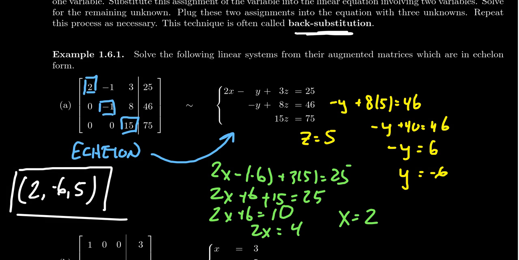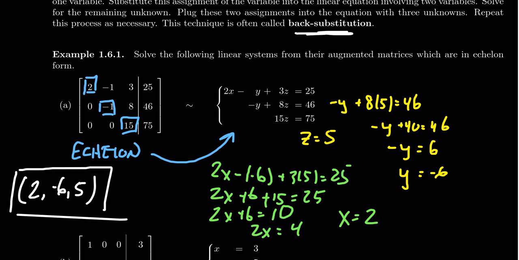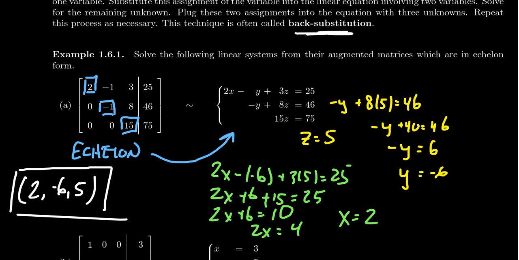What you do is once you find the first unknown, you substitute it back into the equation with only two unknowns. Then you solve for the second unknown. When you have those two unknowns, you substitute those back into the equation that has only three unknowns. You solve for the third. If there's a fourth unknown, you'll take the three you know, plug them into the equation, and solve for the fourth. And you do this for the fifth, the sixth, the seventh, the eighth. We have a technique of solving the system of equations as long as the associated matrix is in echelon form.